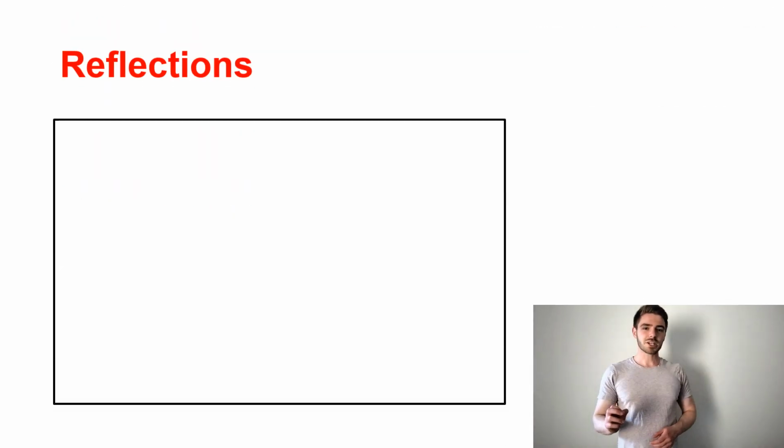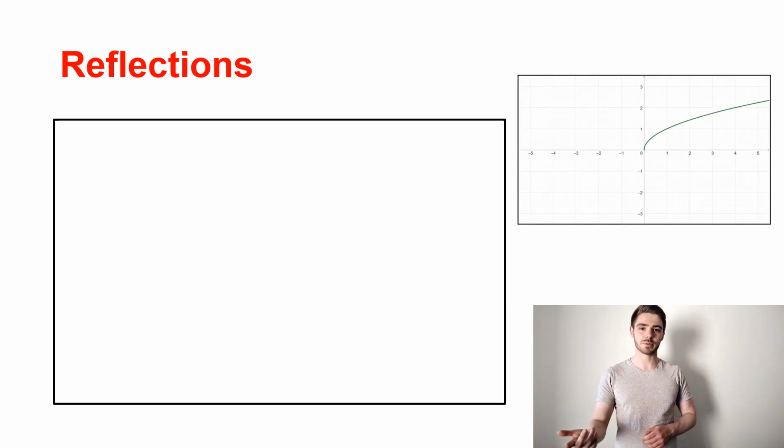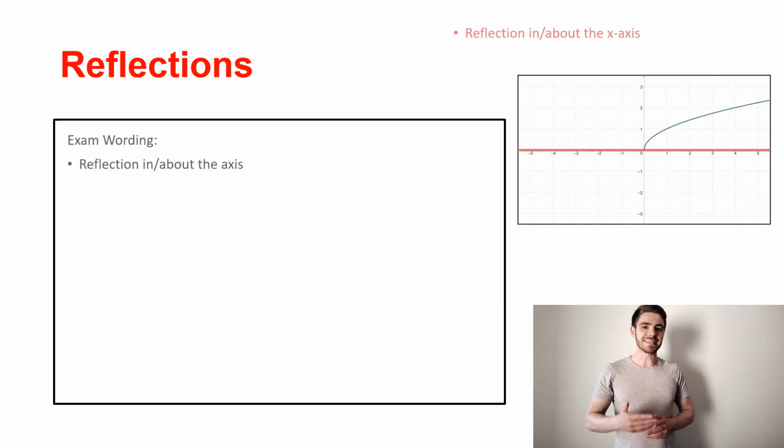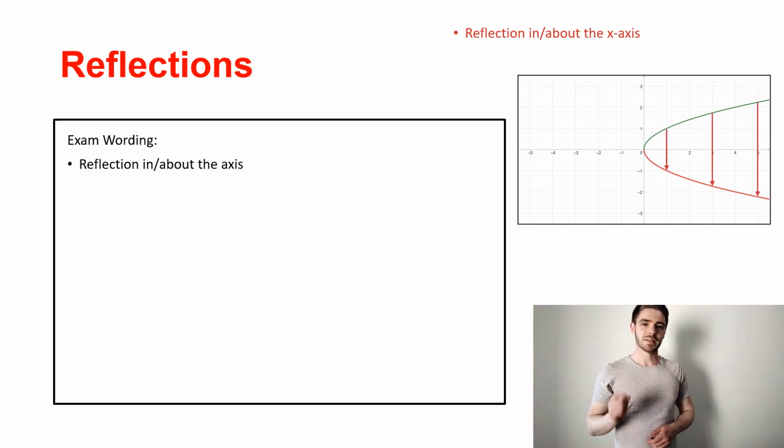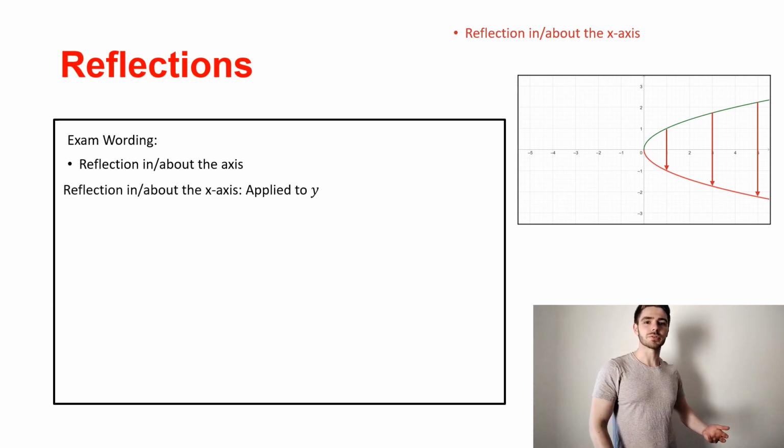You can think of reflections as if you are holding up a mirror to the function and then drawing what you would see on the other side. Let's use the graph of root x as an example. If you are reflecting in the x-axis, or about the x-axis, then the x-axis acts like a mirror. Notice that the x values remain the same, but the y values change. This means that a reflection applied in or about the x-axis actually applies to the y values.